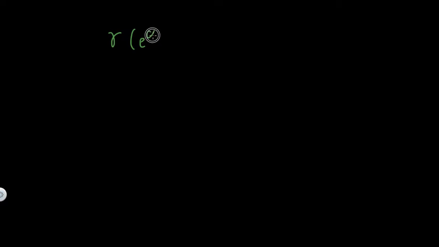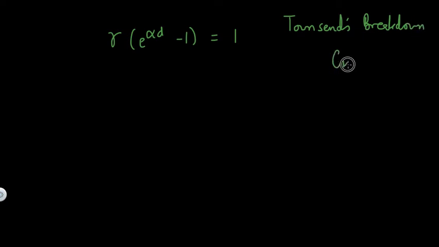So gamma times e to the power alpha d minus 1 is 1 at this state of breakdown, and this is known as the Townsend's breakdown criterion. This expression is known as the Townsend's breakdown criterion.